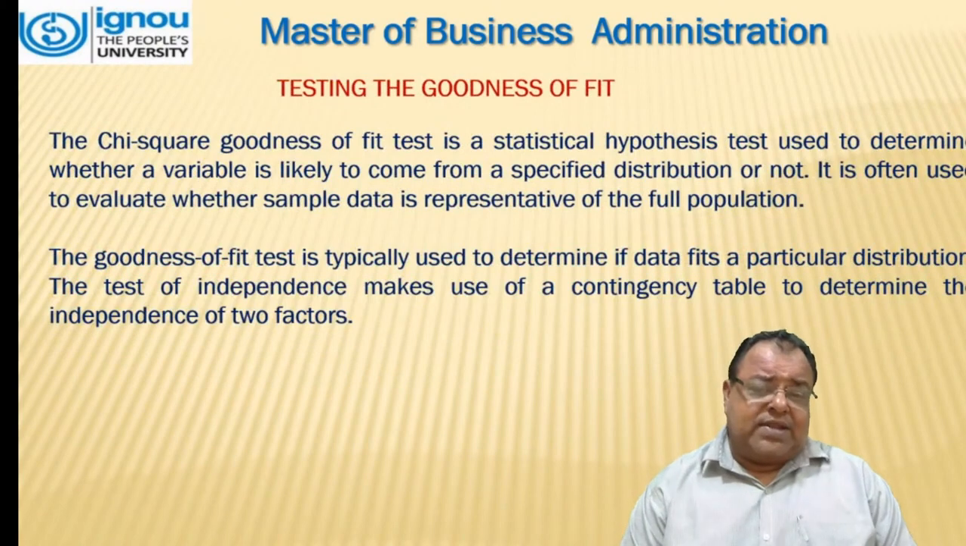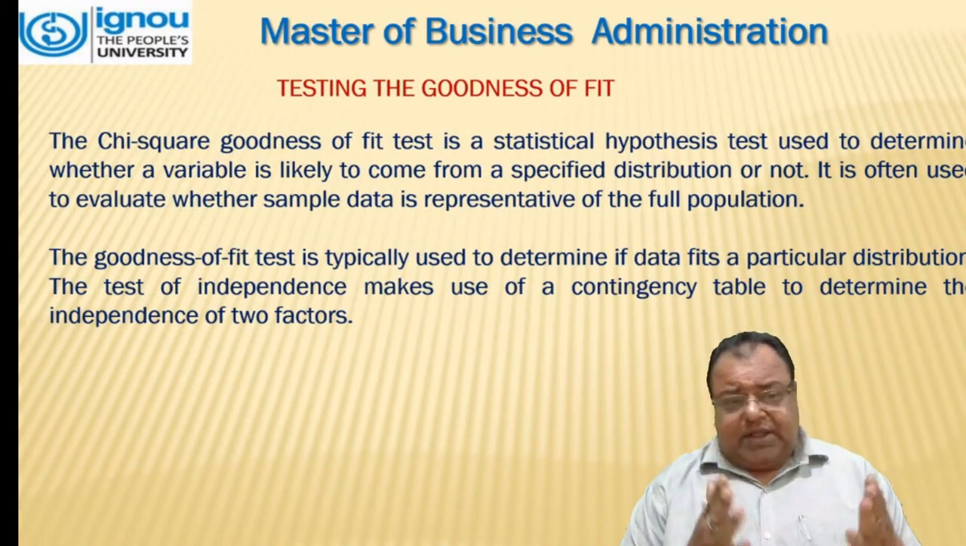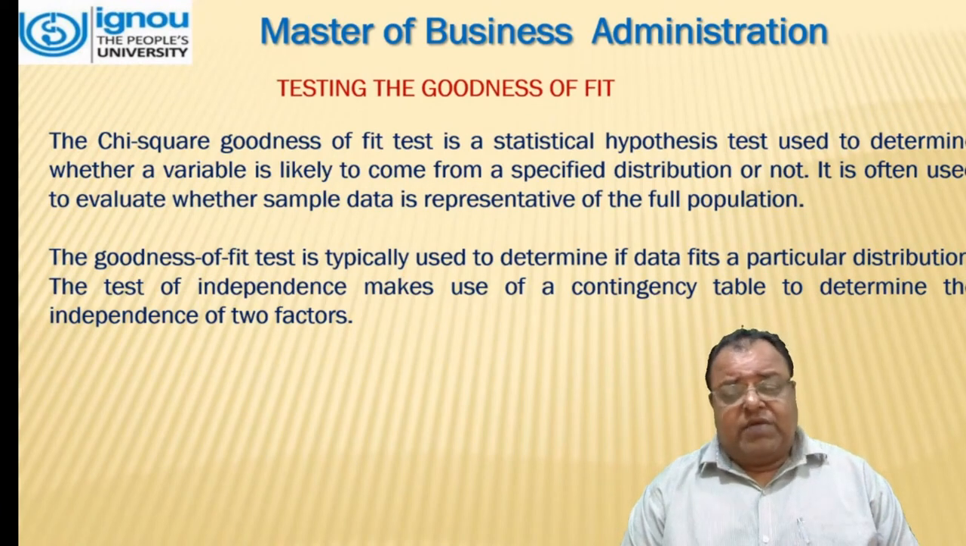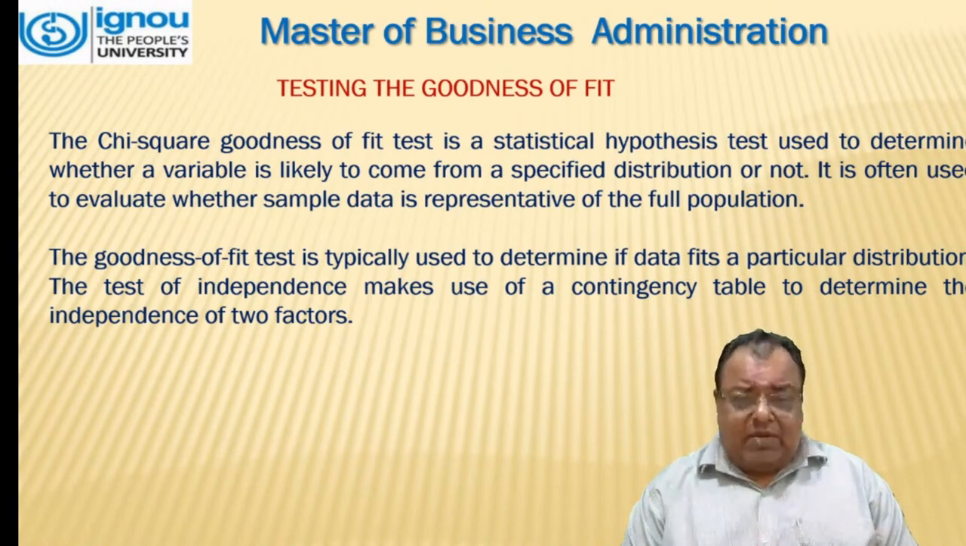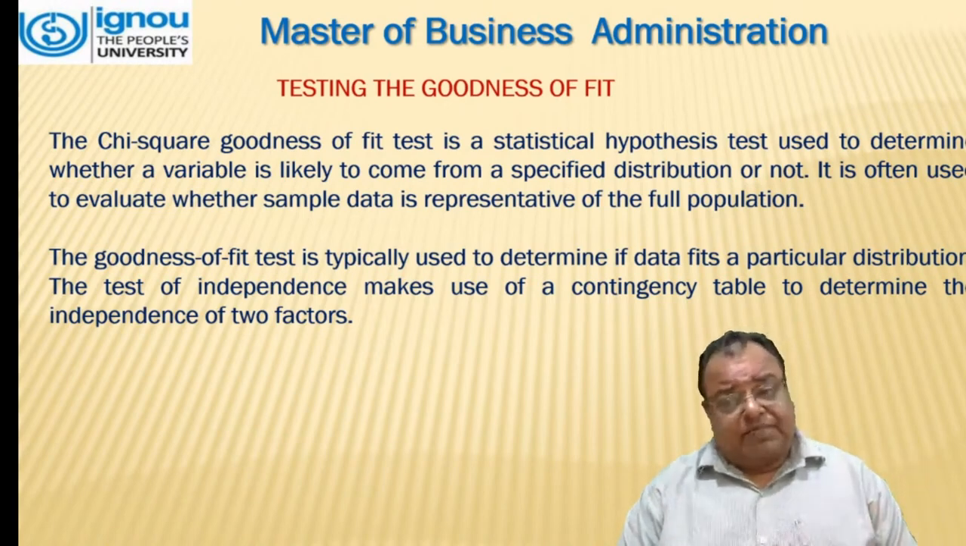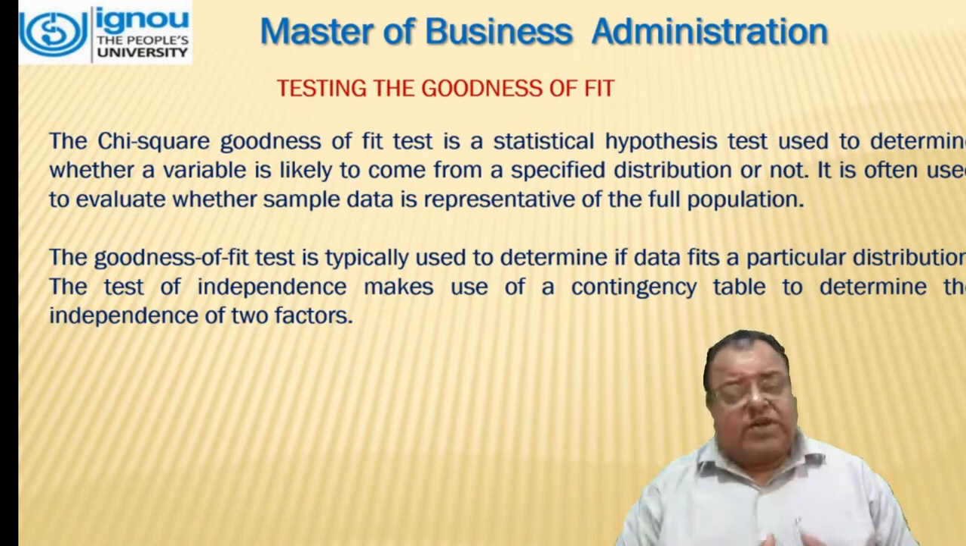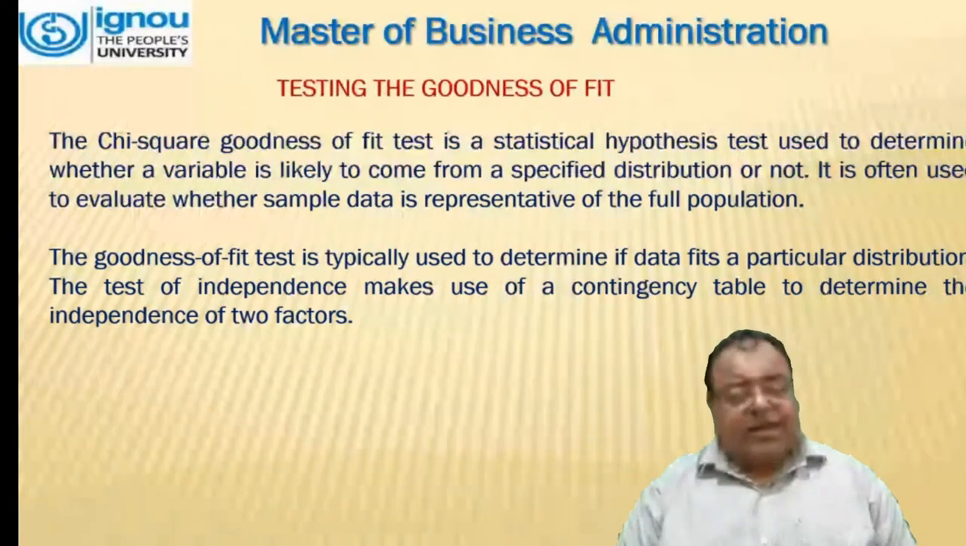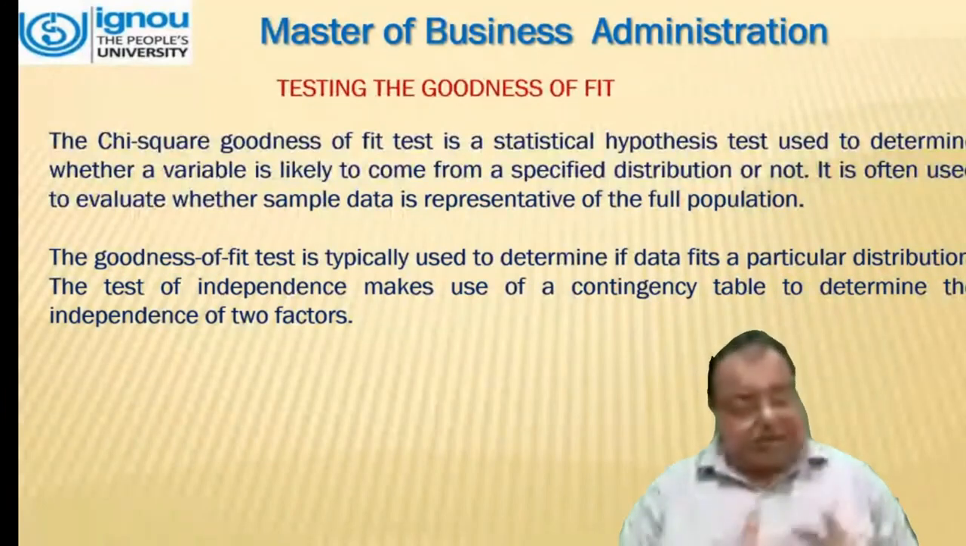Then comes testing the goodness of fit. The Chi-square goodness of fit is a statistical hypothesis test which is used to determine whether a variable is likely to come from a specified distribution or not. It is often used to evaluate whether sample data is representative or not. The goodness of fit test is typically used to determine if data fits a particular distribution.